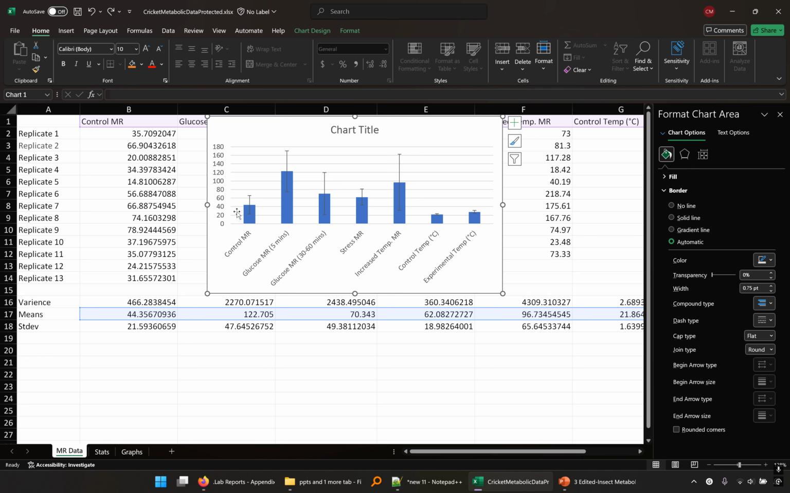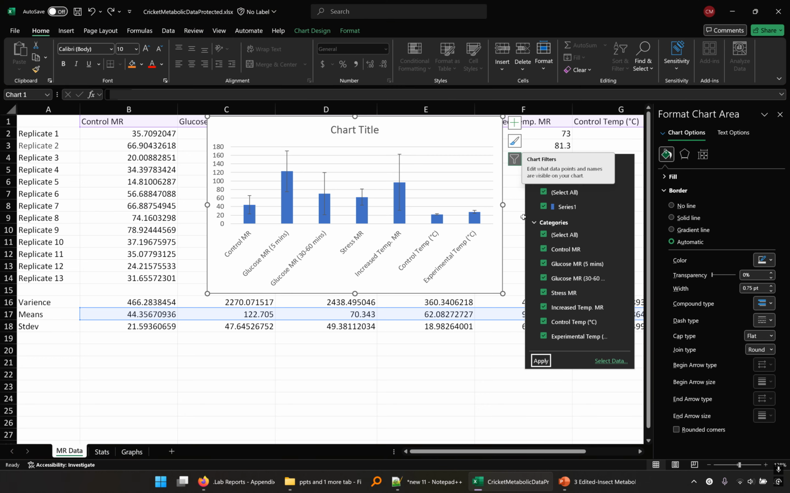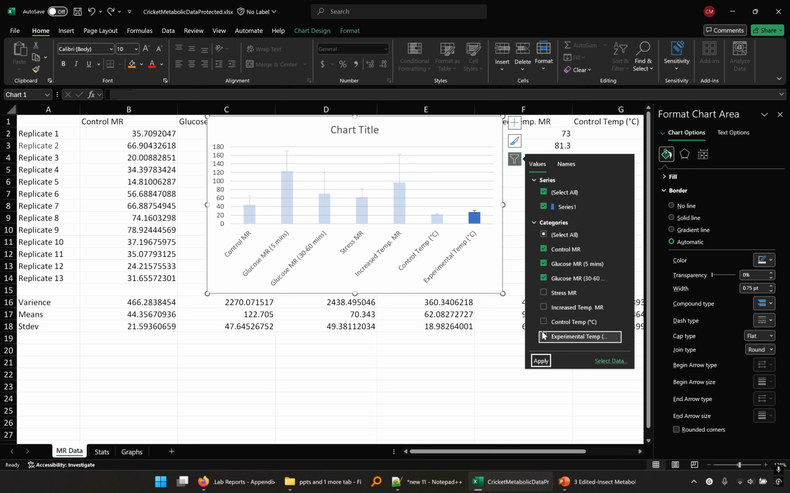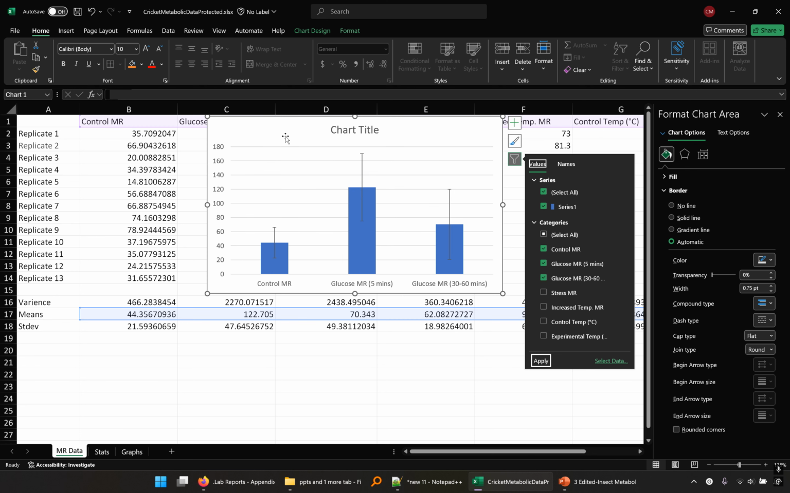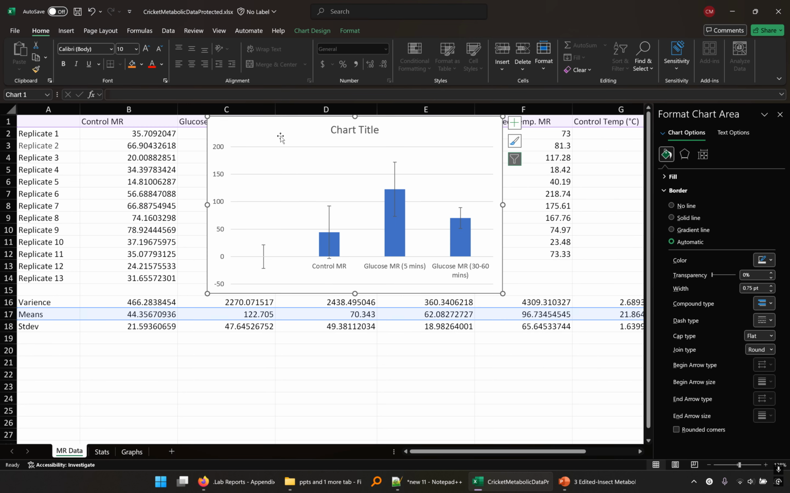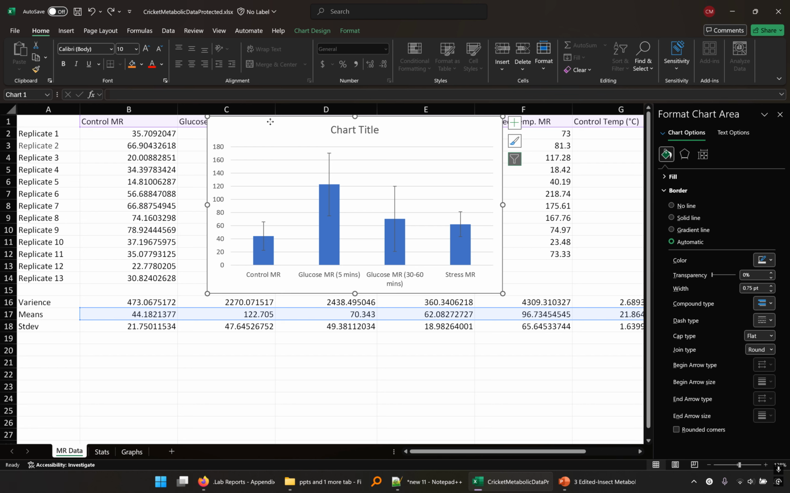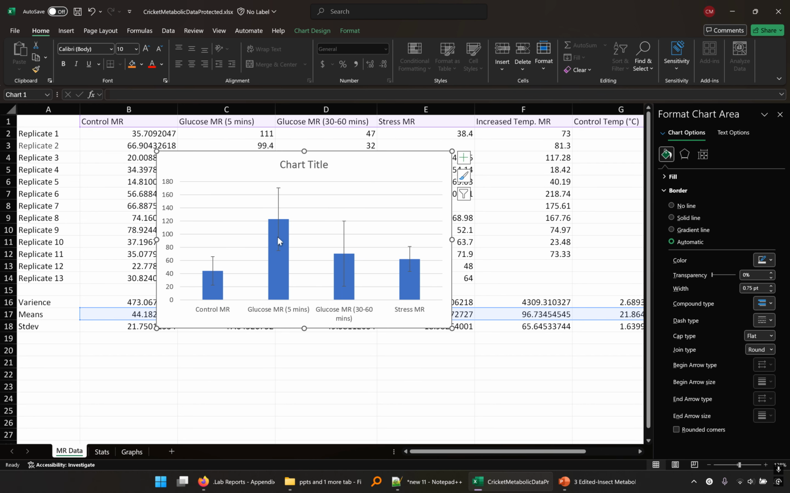You do not want to include two different types of values on here. So how you're supposed to only show control versus glucose or control versus stress, that's what this button comes in. It's a chart filter. So we've made one chart, but you can actually use it for all your other charts. So I can deselect all of these, click apply, and boom. This is nearly a chart fit for reporting. You just have to include your titles and your units on the side, and boom, you're done.